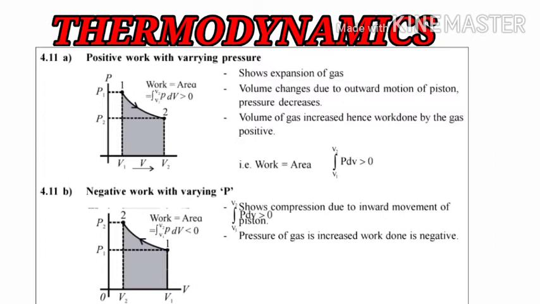So in short, this is the process of positive work with varying pressure. Thus the work done will be positive. We have concluded this by observing the PV diagram given here.